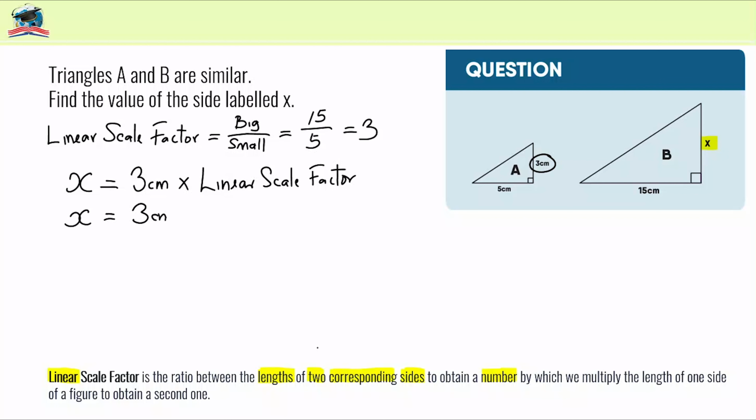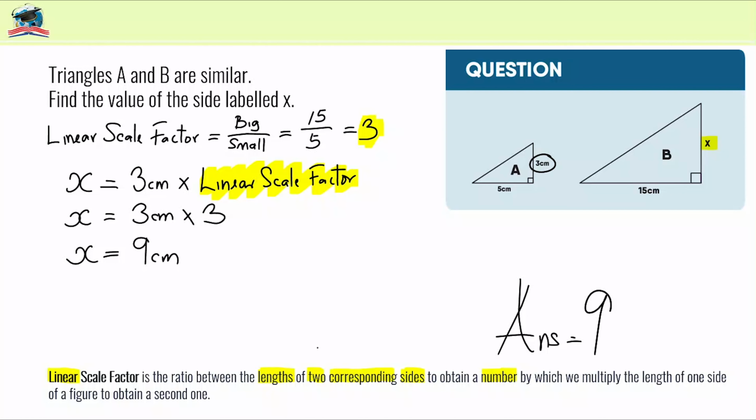3 centimeters times the linear scale factor. What's the linear scale factor? The linear scale factor is 3. So we're going to multiply by 3. So our x here will be what? 9 centimeters. Beautiful. x is equal to 9 centimeters. Beautiful.